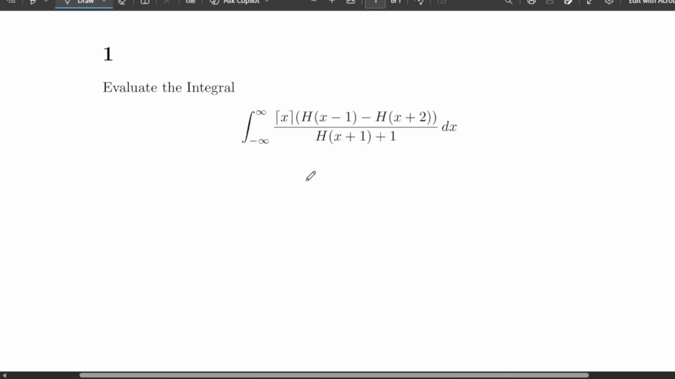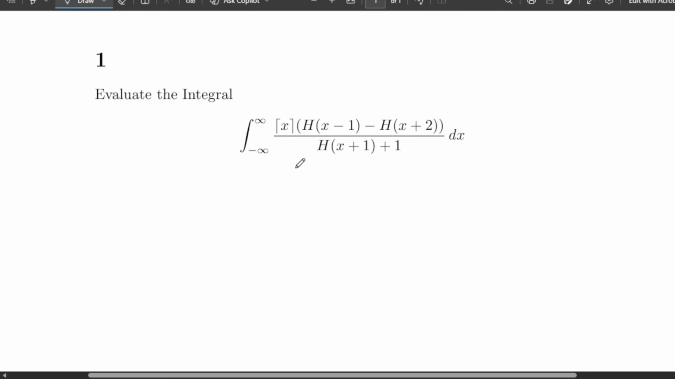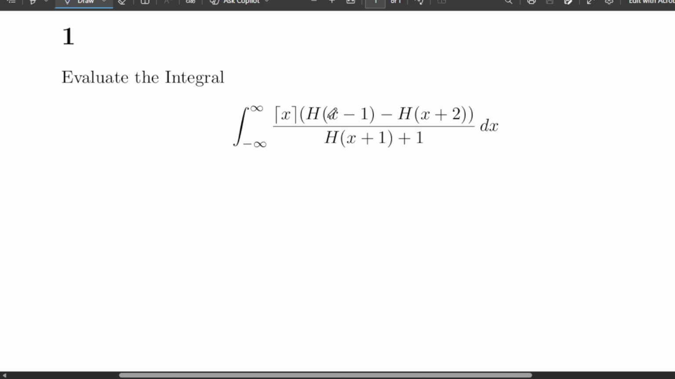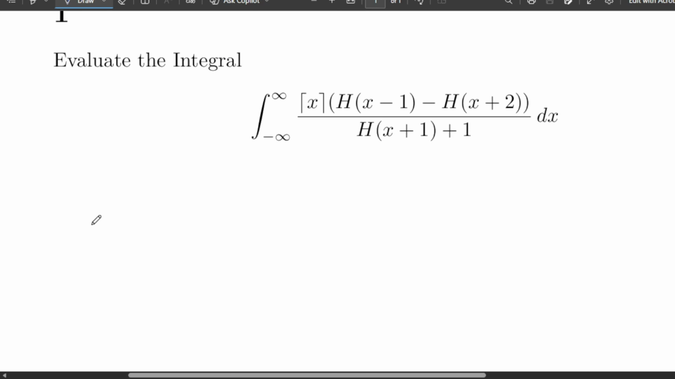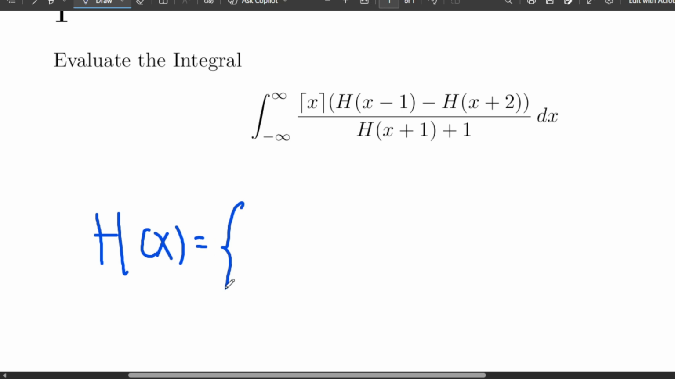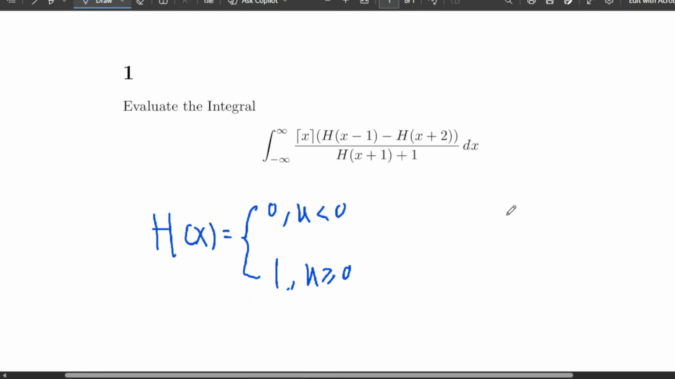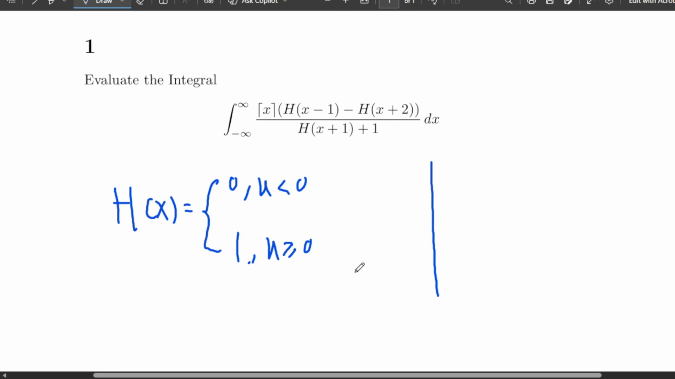Hello everyone, in today's video I'll be evaluating this integral. So what is h of x? These terms are called Heaviside step functions. The definition is, if you have h of x, the value will be 0 if x is less than 0. It will be 1 if x is greater than or equal to 0. And the graph will be like this.